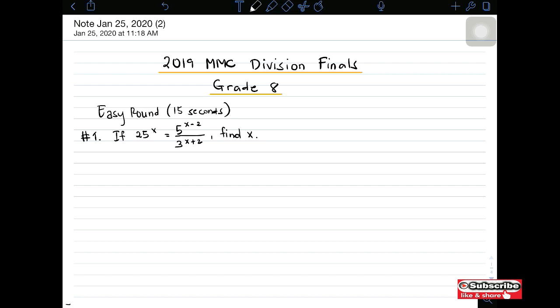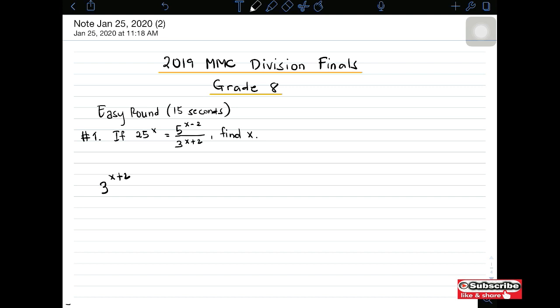Dito kung mapansin nyo, one of the expressions is 25^x and then the other is 5^(x-2), and your denominator is 3^(x+2). Kung iisipin natin mabuti, yung 25 and 5 are somehow related. So paano nga yung denominator? Ang gagawin natin dito, mag-iisip lang tayo ng way kung paano natin ma-eliminate yung denominator, which is 3^(x+2).